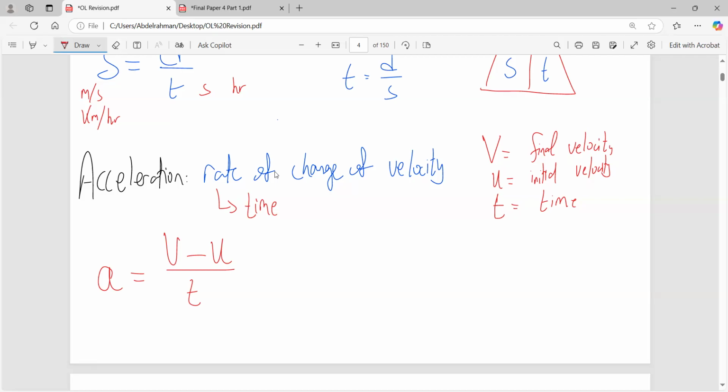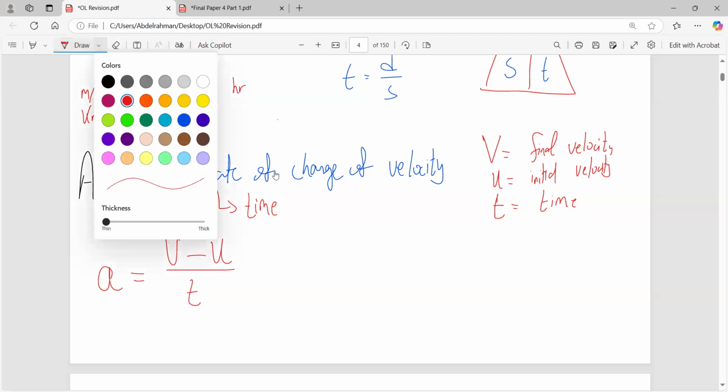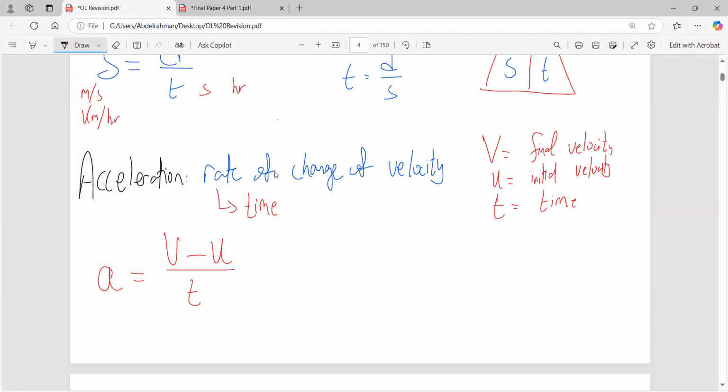If you need to find the final velocity, the initial velocity, or the time: the final velocity is more commonly used. For example, he gives you the acceleration, the time and the initial velocity, or says the object or car is at rest. It accelerates with an acceleration of whatever. Find the final velocity. To find the final velocity v, what will you do?